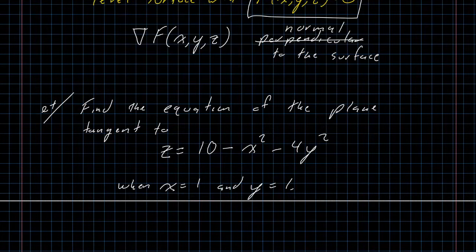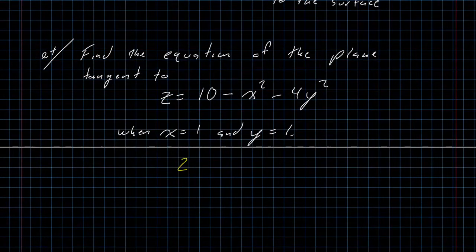And the first thing I need to do is figure out that when x is equal to 1 and y is equal to 1, that means that z is equal to 10 minus 1 minus 4, which is 5. Right, so we know we have our point, 1, 1, 5, that we're going to be going through. And that's the first part of the battle. The second part of the battle is to find the normal vector.